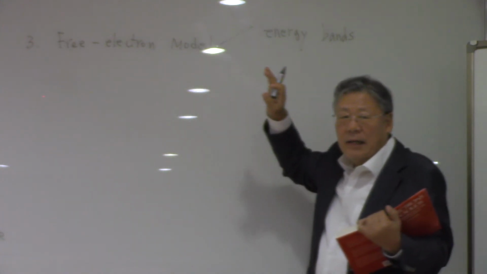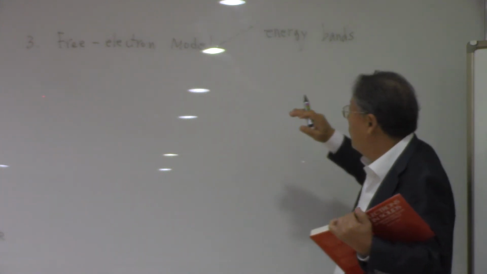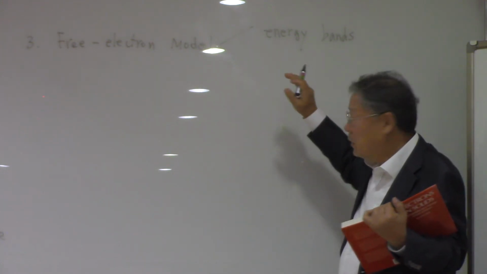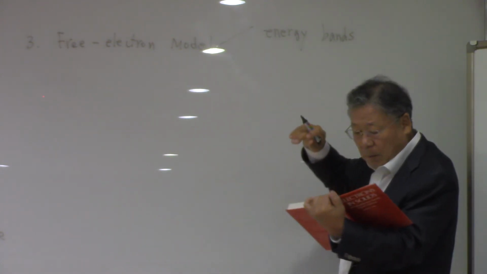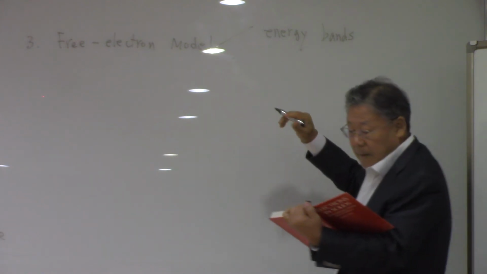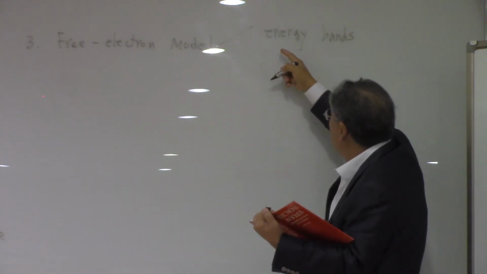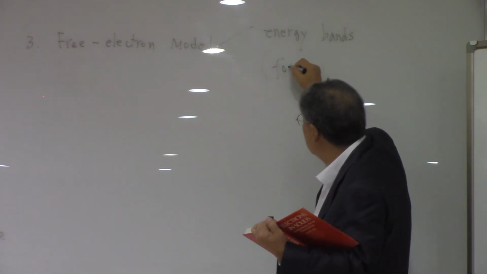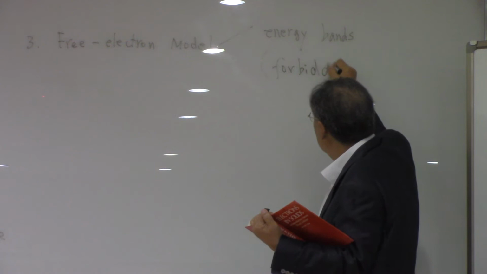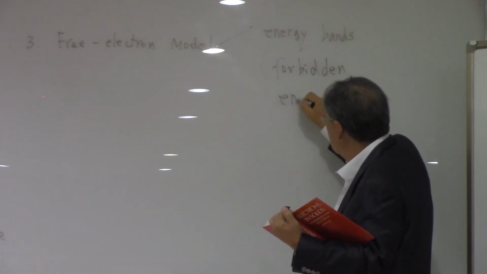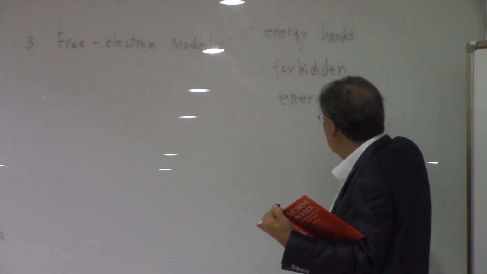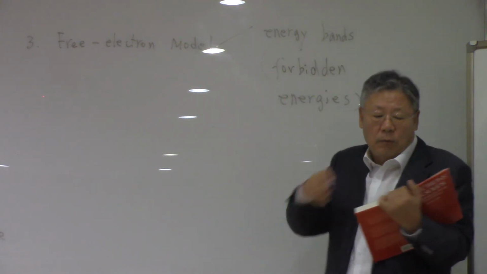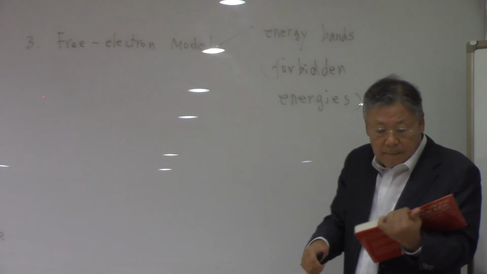And the first task that we're going to do is to understand the energy bands in the materials. Actually, the energy band means we want to go into the forbidden energies. We want to understand this, and this is the basis for quantum physics, okay?